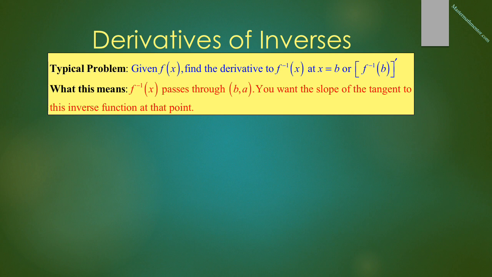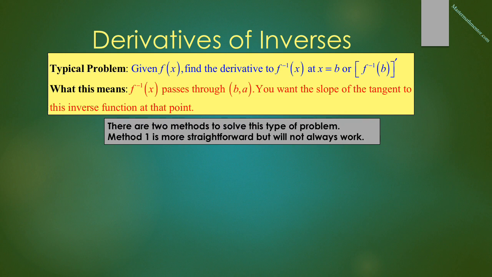Typical problems for inverses are usually in this form. Given some function f of x, find the derivative of f inverse of x at x is equal to b, which is the same thing as saying find f inverse of b prime. The meaning of this is as follows. We have an f curve. Therefore, we have an f inverse curve, and it passes through the point (b, a). You want to find the slope of the tangent to this inverse function at that point.